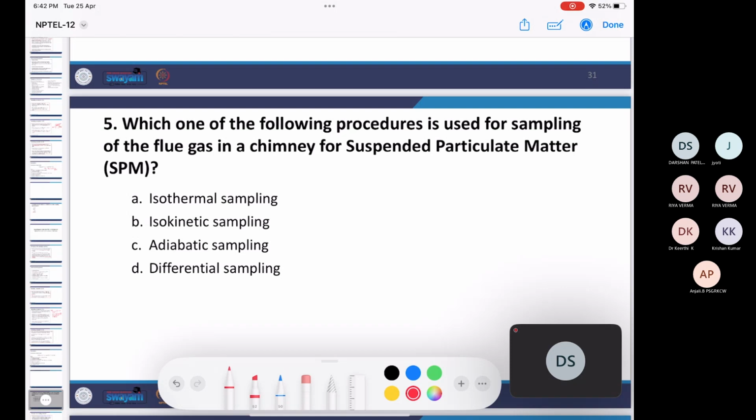B, isokinetic sample. Correct, Jyoti. This will be your isokinetic sampling.